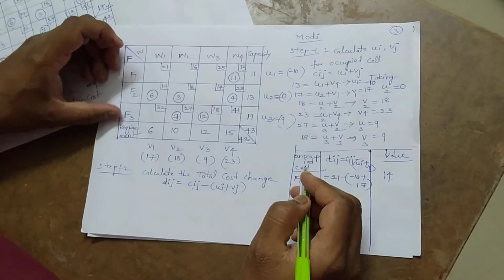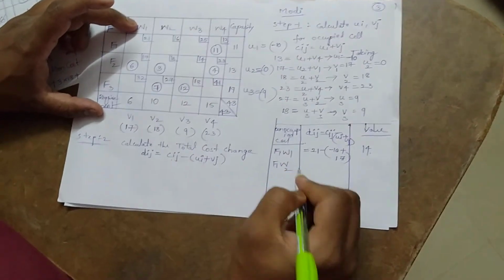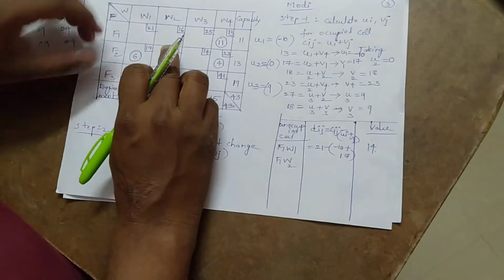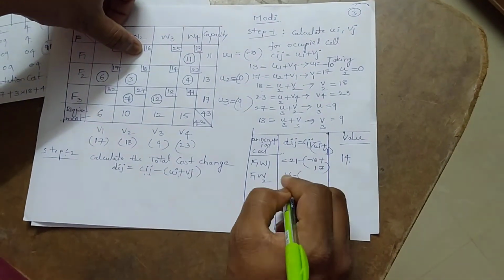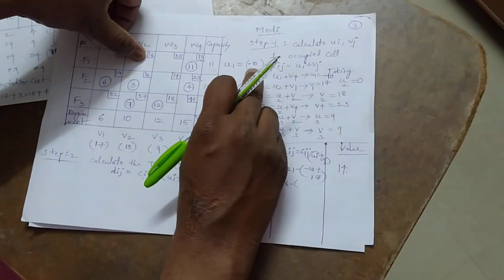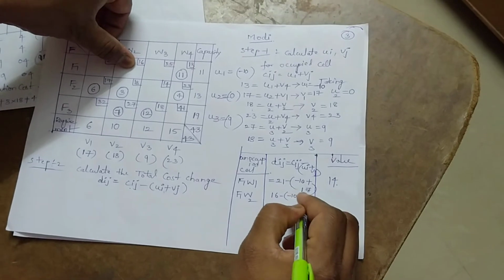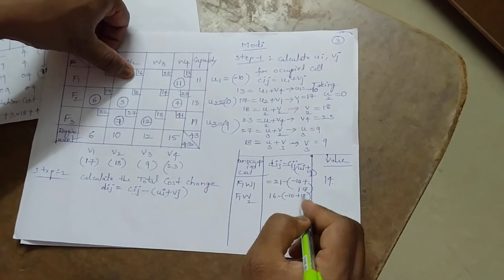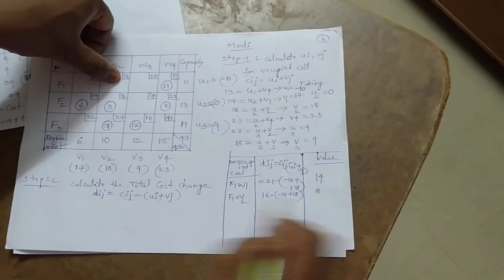Now the second cell, F1 W2. This particular cell has a cost of 16 minus of 10 plus 18. We need to calculate this. So 18 minus 10 is 8. 16 minus 8, it will be 8.